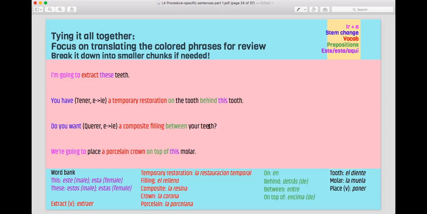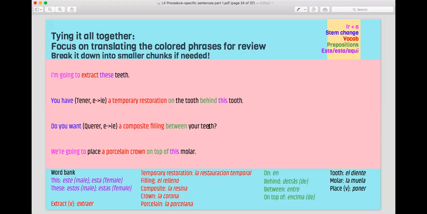You could also say, sorry, what was that? Oh, I was just going to say that if they wanted to use the possessive form of your teeth, it could be sus dientes. Mm-hmm. Or los dientes, yeah, either way.